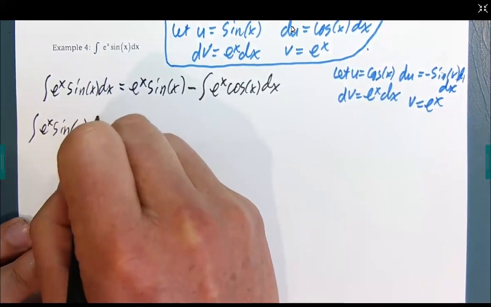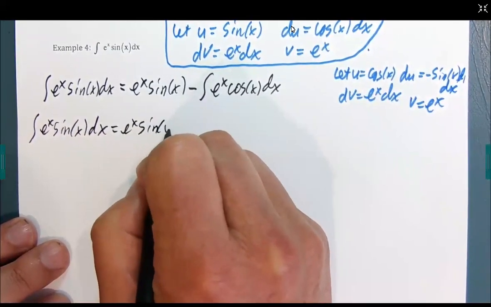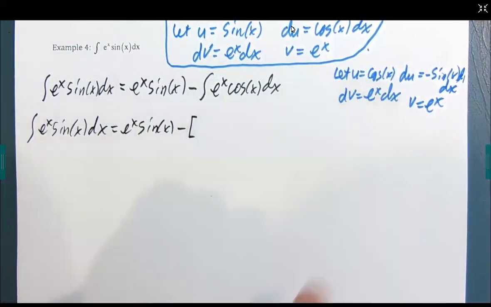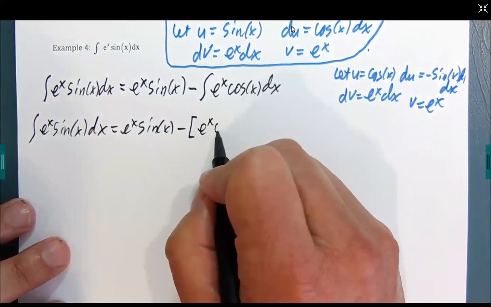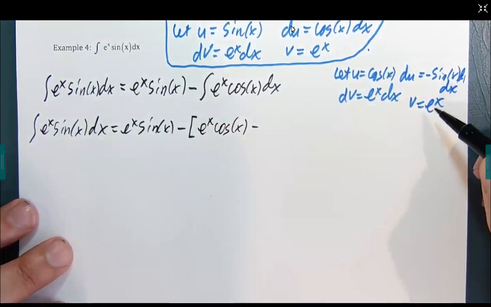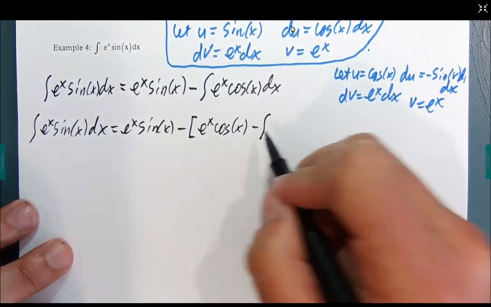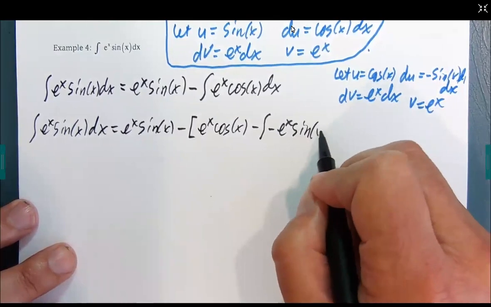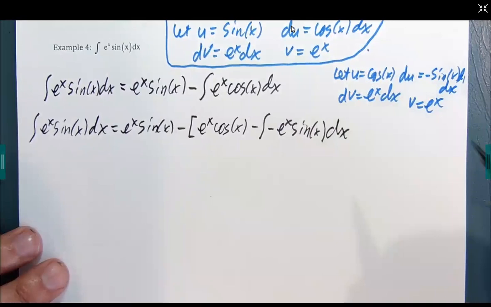Rewriting this for a reason. You'll notice I didn't write it with the other ones. All right, here we go. U times v, that's e to the x cosine x minus v du. Now the integral of v du, that's going to be a negative e to the x sine x dx.